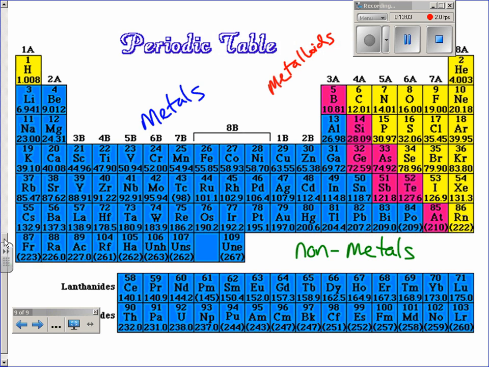Notice there seems to be a dividing line on the table. So again, the yellow are the non-metals. The purple or burgundy or violet, whatever, those are the metalloids. And of course, the blue are the metals. There are many more metals than any other type of substance on the table, as you can see. And in fact, there seems to be a dividing line between the metals and non-metals, at the metalloids.